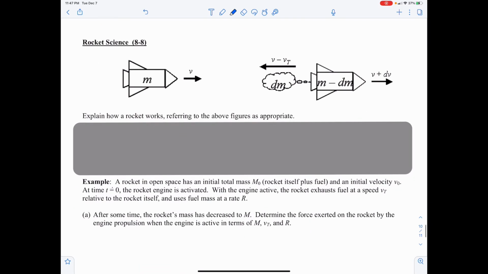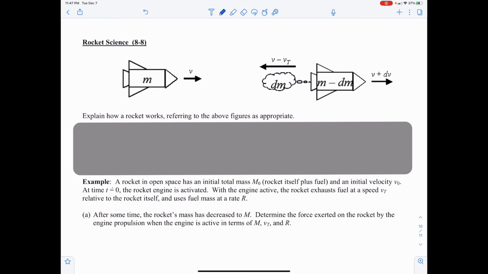Section 8.8, rocket science. We have a rocket of mass m moving with speed v, and it's going to expel some gas out of the back end, of mass dm. Let's take a look at the different pieces of what's going on with this.